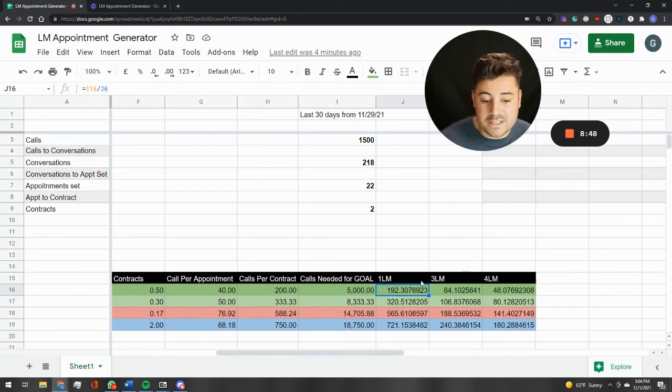So then I actually skipped 2 lead managers because I know we have 3. If we do 3 lead managers, which is just this number divided by 3, basic math, we'd only need 64 calls. Well, I know now we can get 90 calls.